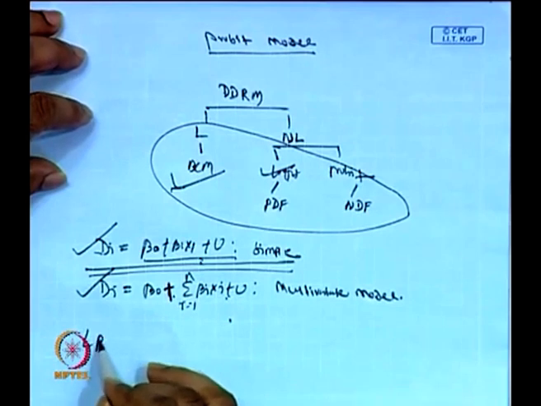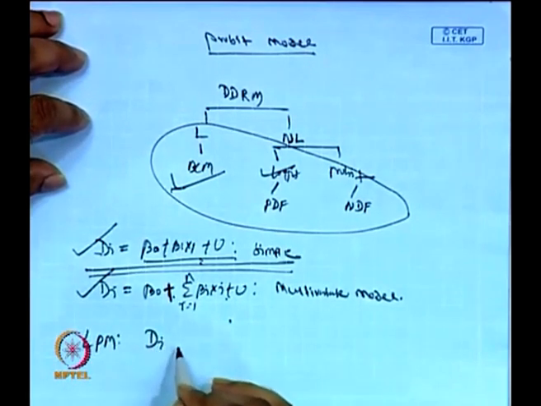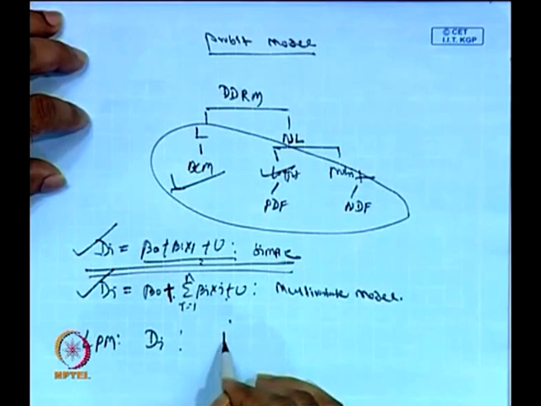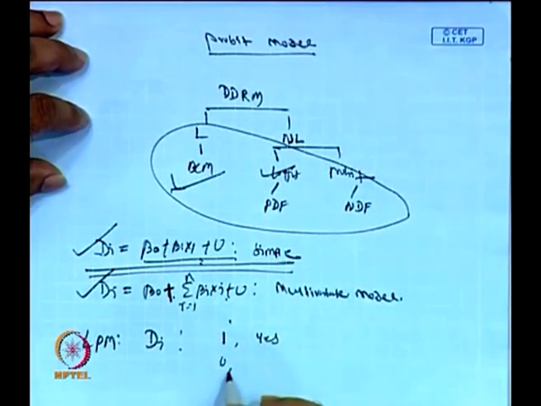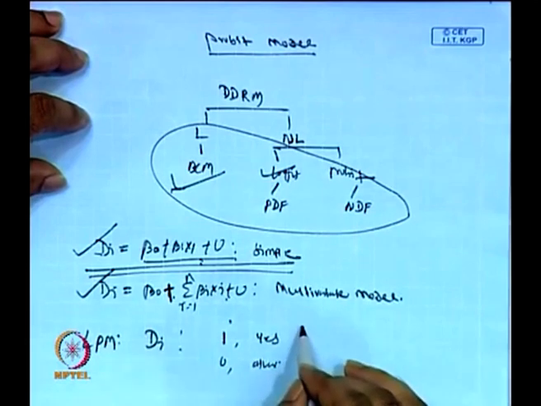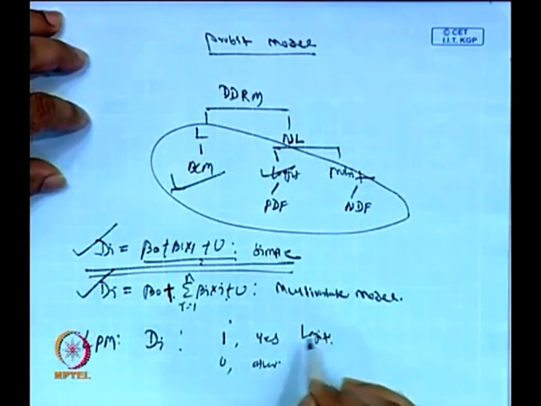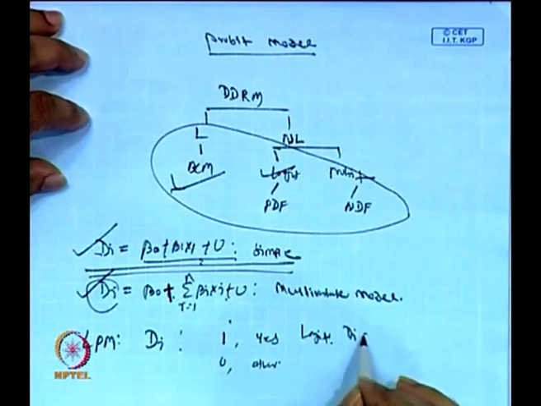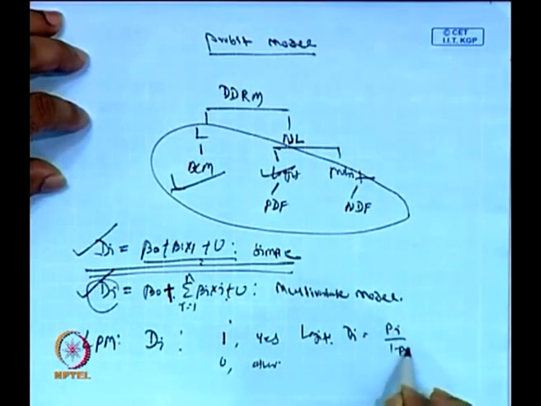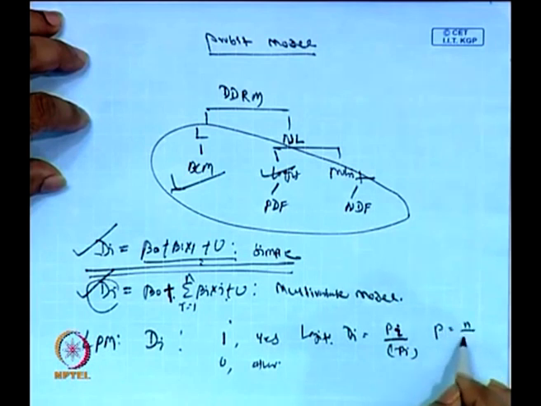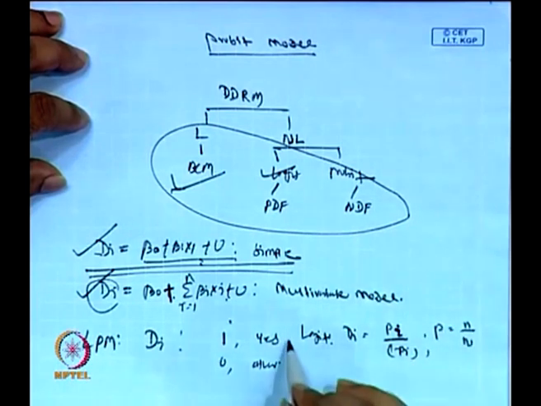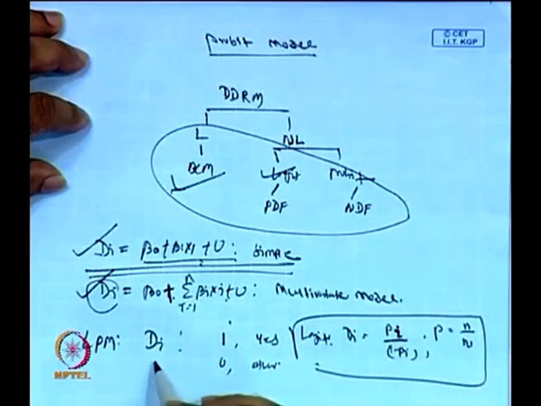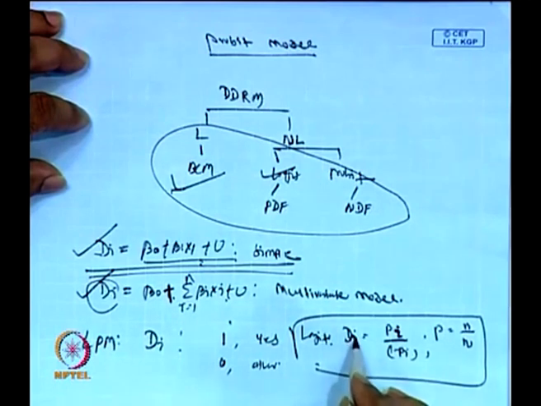In the case of linear probability models, Di will be 1 for yes situations and 0 otherwise. In the case of the LOGIT model, Di is represented as Pi by 1 minus Pi, where P is represented as n by N. This is how we have to add the constant in the case of the LOGIT model, because if you apply the 0 1 structure in this LOGIT model, it will give you an inconsistent setup.